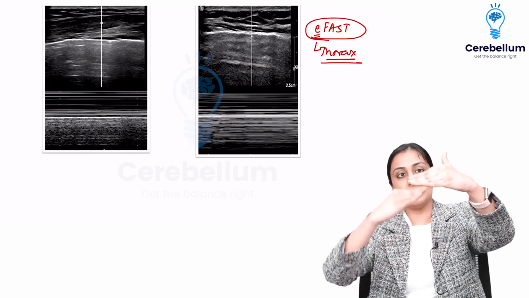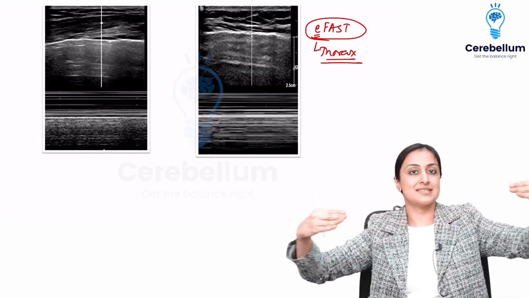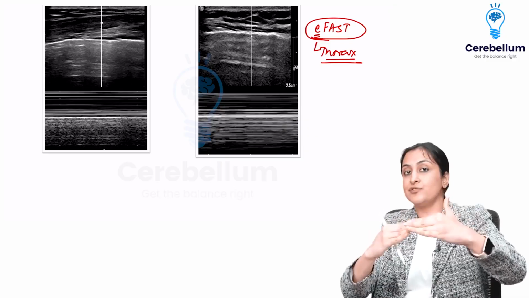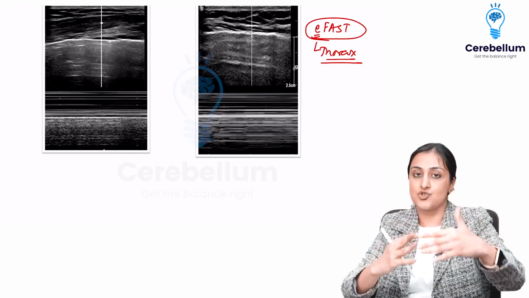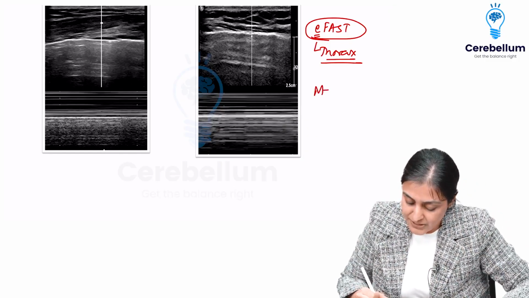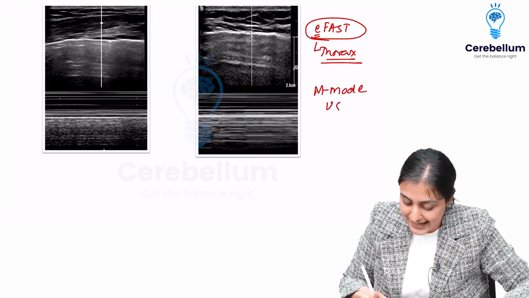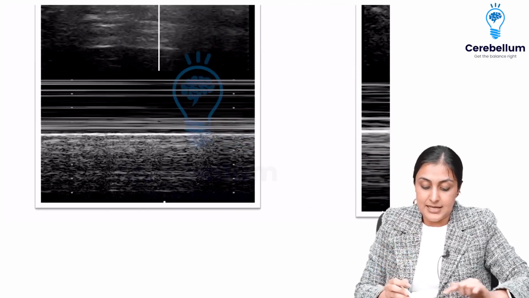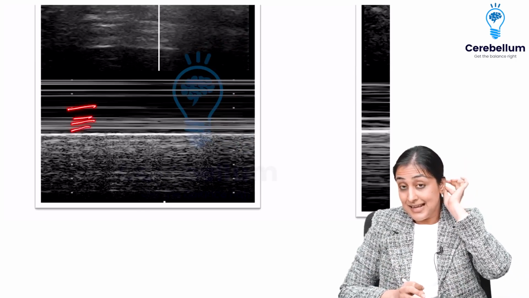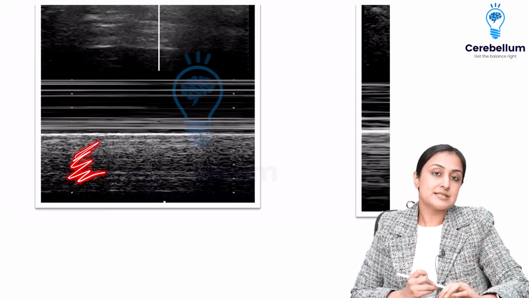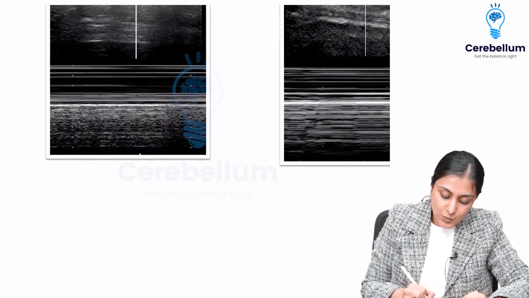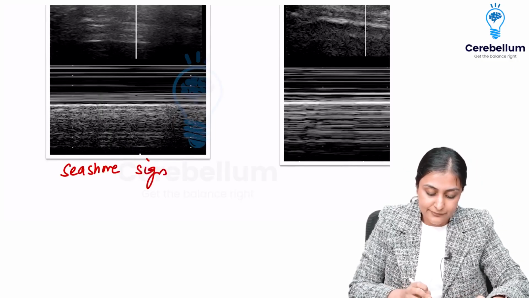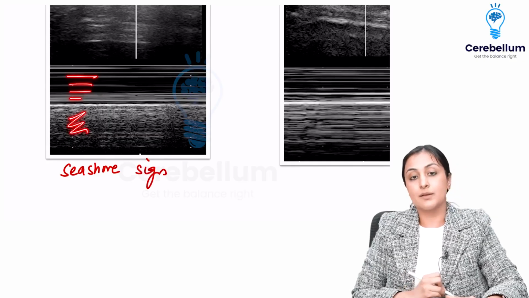So this is the parietal pleura. This is the visceral pleura. They are sliding. So I am actually trying to see that motion. If there is pneumothorax, the sliding stops. So that's why I use this special mode of ultrasound called as M mode ultrasound. M for motion. Look at this. When we see that there are these lines, and then there is this granularity. This is what we call as the seashore sign. These are the waves of the ocean and this is the beach.